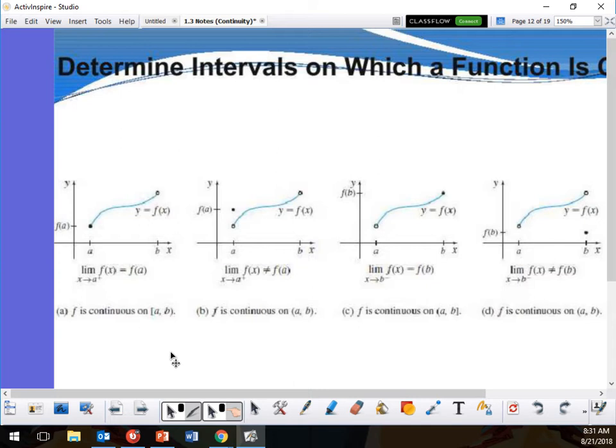Now the next one says f is continuous on [a, b]. Now, b is included. So this is going to be continuous from the left-hand side, right? From the left to the right, left-hand side, this is going to be continuous here.